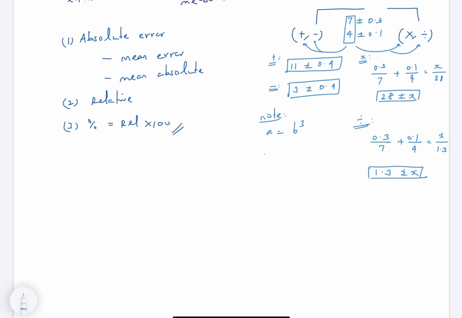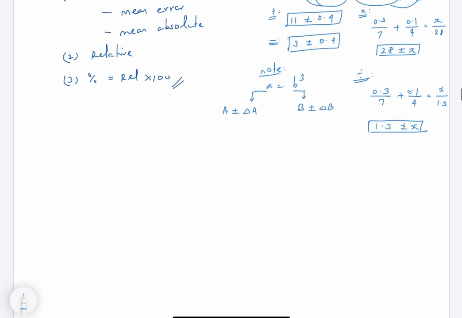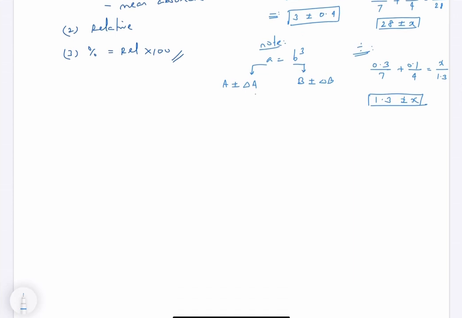Just write it relative. A may be written as A plus or minus delta A, and B as B plus or minus delta B. This will be given in the question, and now you are supposed to write it in a relative error format. So what you do is you write the error by the original equals, you bring the power down, so 3 into error by original. This is the relative form of it.